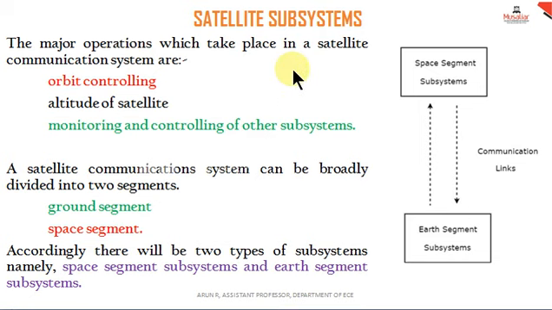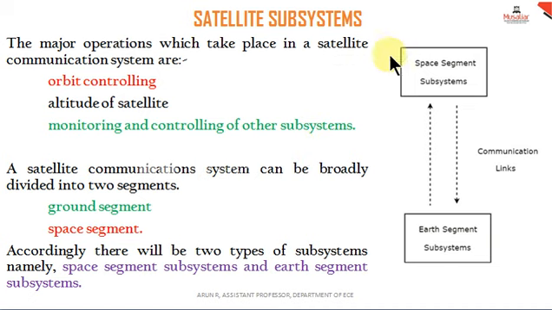Hello everyone. In this video I would like to explain the various subsystems included in a satellite communication system. First of all, you must know the three basic operations that take place in a satellite communication system. They are orbit controlling, that means controlling the parameters of the orbit, attitude of a satellite, that means the position or the height of the satellite from the orbit, and the third one is monitoring and controlling of other subsystems.